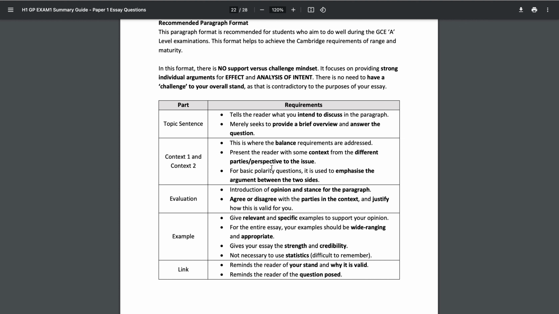So topic sentence and context have nothing, absolutely nothing to do with you yet. Topic sentence and context have everything to do with the world outside. This is not your argument yet. This is the outside, the real world. This is giving me the conditions to start my stance. This is my context to my stance. So topic sentence, context, everything to do with the real world.